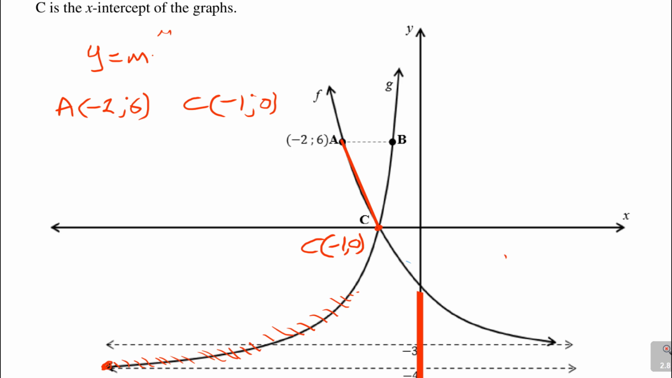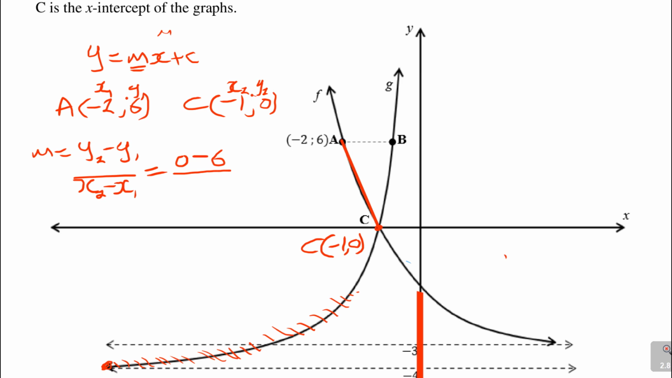Now you remember, first of all, I told you the equation of a line is y is mx plus c. So we need to find the gradient. And you know how you find the gradient? m is equal to y2 minus y1 over x2 minus x1. You still remember that. So it's up to you here. You can make this one x1, that one y1, this one x2, this one y2. So when you're finding the gradient, you're going to say y2, which is 0, minus y1, which is 6, over x2, which is minus 1, minus x1, you say minus 2.